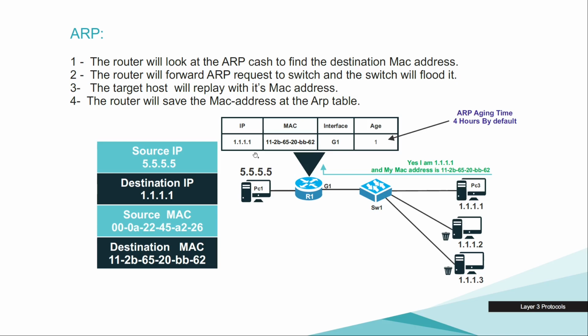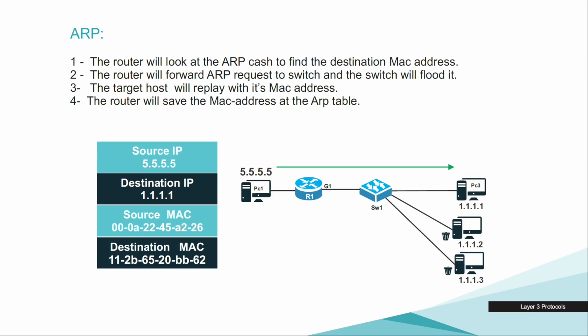As you can see here, it has the IP address of PC3, the MAC address, the interface on which we learned the MAC address, and the aging time here. The aging time is 4 hours by default, and after those 4 hours, our router will delete this ARP record, and if there is another request to PC3, our router will do the same thing again.